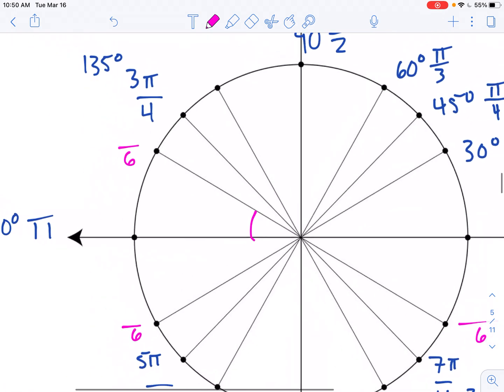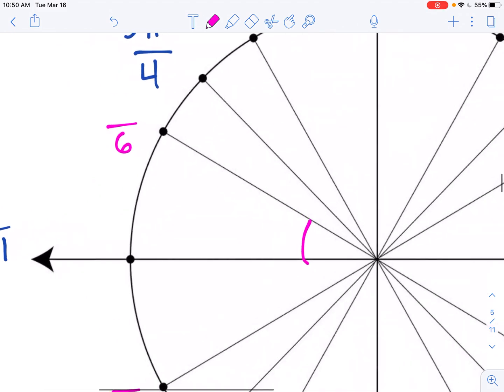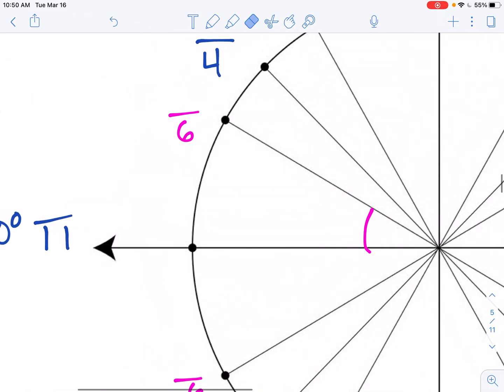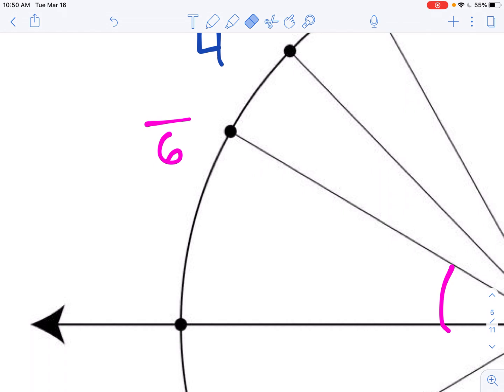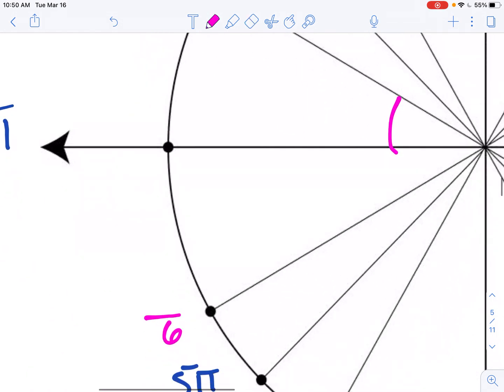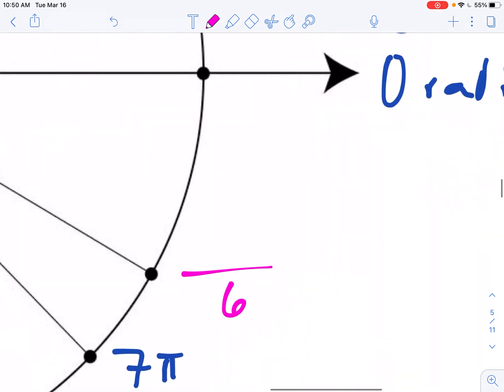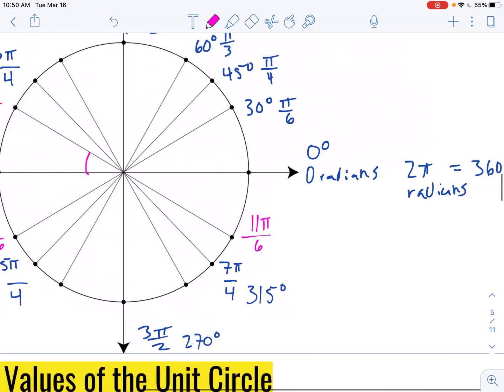When I think about this, I think about the fact that this is pi over 6 away. So this angle here was pi over 6 away from the x-axis, so I added pi over 6 to 0 degrees. Over here, this is pi over 6 less than pi. So this angle ends up being 5 pi over 6. Just like this angle here is another pi over 6 away from pi, so this is 7 pi over 6. And then when I look at this final angle, this is 1 pi over 6 away from being 2 pi, so this is 11 pi over 6.